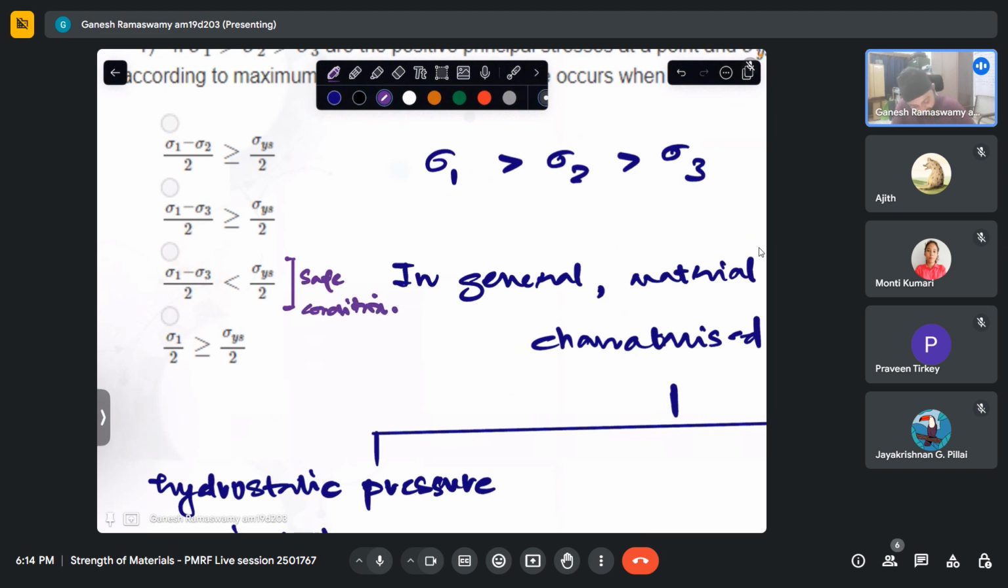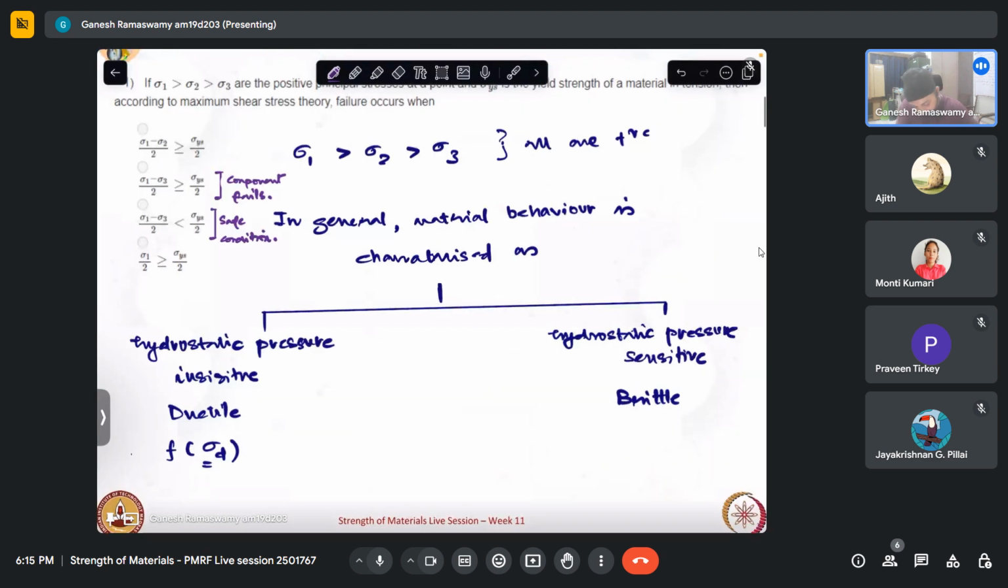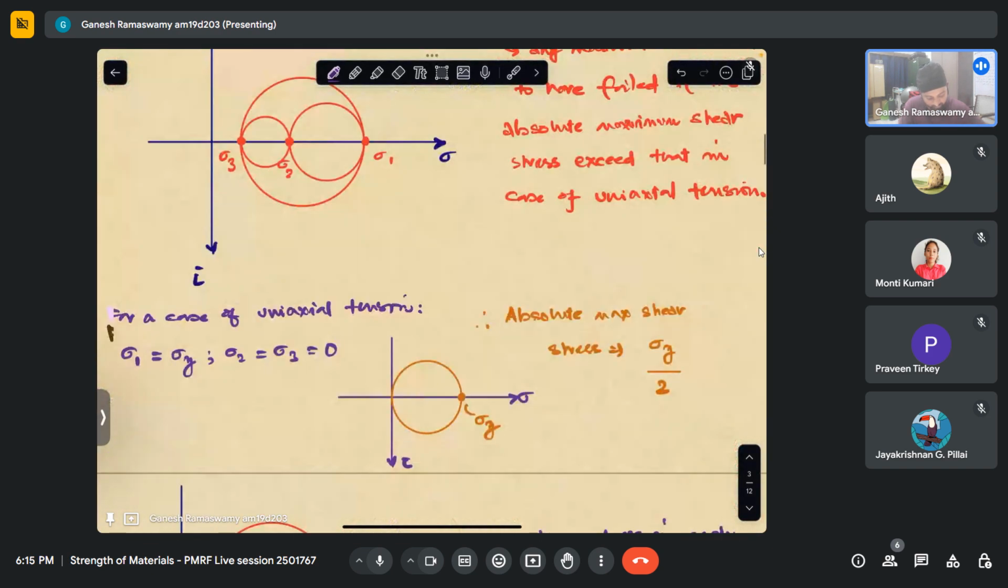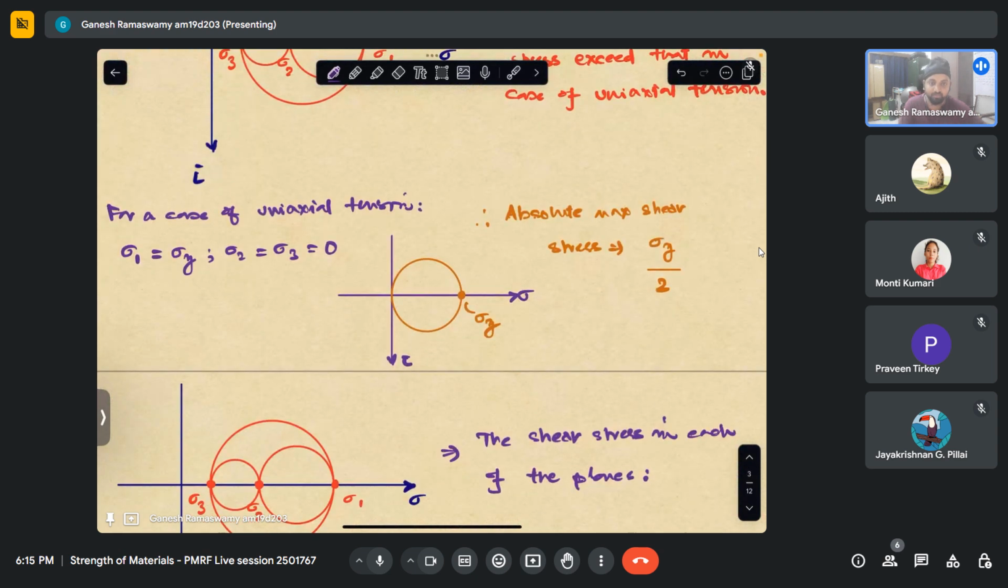Where it is acceptable. Whereas as soon as it becomes equal to or greater than that, we consider the material to have failed or the component to have failed. So the component fails. So sigma 1 minus sigma 3 by 2, when it exceeds the maximum shear stress in the case of uniaxial tension for that material of which the component is made, is considered to have failed. So I hope this is clear.